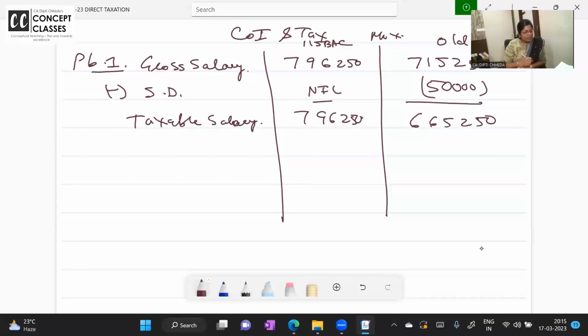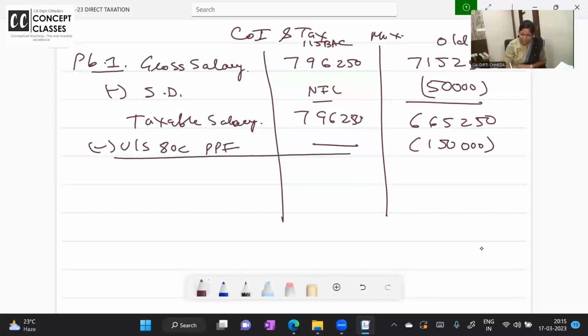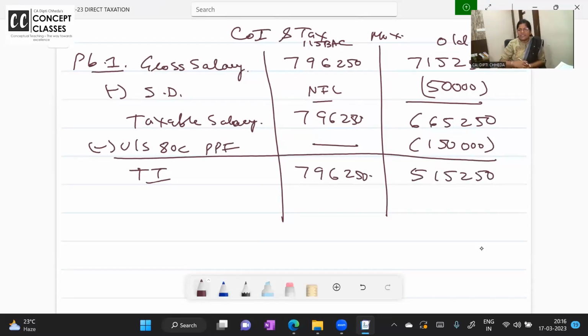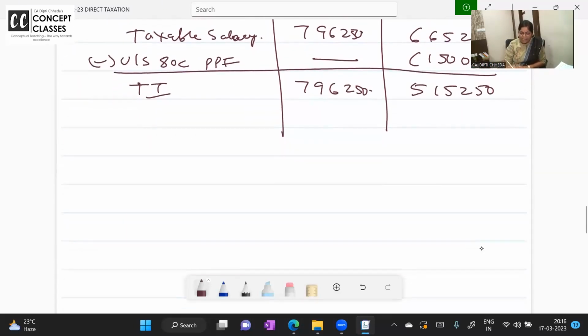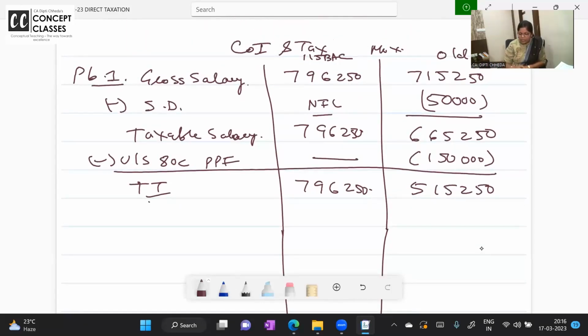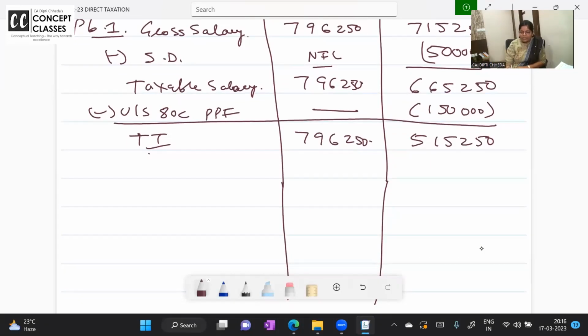Is there any other income from other sources, business income and all? No. Then they have put the money in PPF, so under section 80C, PPF deduction. Here, they will not get it. Here, of course, they will get it, in the old regime, 1,50,000. Now, what is the total income? Any doubt until now? I've just started with gross salary, because there's no point making you copy the relieved salary bits directly. Not necessary. So what is the total income? 796,250. And here you have given standard deduction also, PPF also. Here you are not giving both.